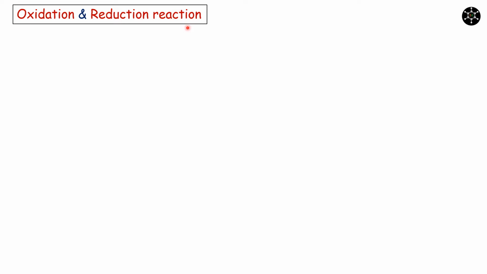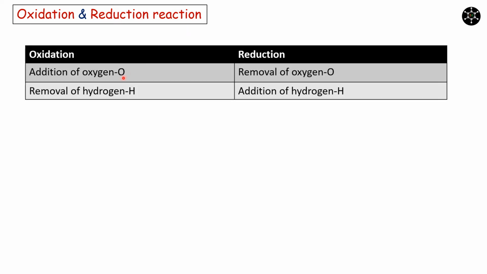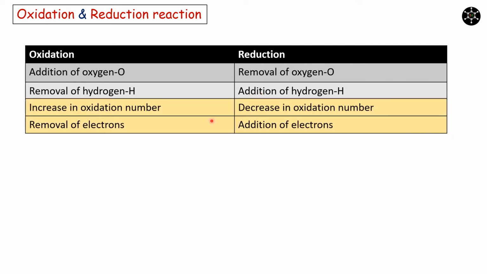Oxidation and reduction reaction. At high school level, we have two definitions for oxidation and reduction. Oxidation means addition of oxygen or removal of hydrogen. Reduction means removal of oxygen or addition of hydrogen. Apart from these two definitions, we have two more definitions for oxidation and reduction, which are of immense help to understand the concepts of electrolysis.